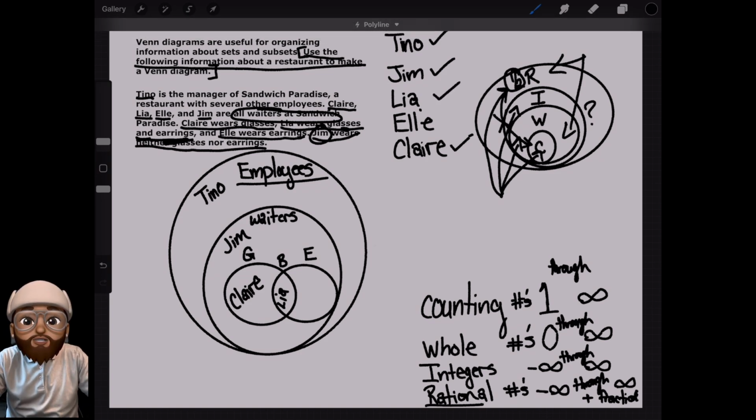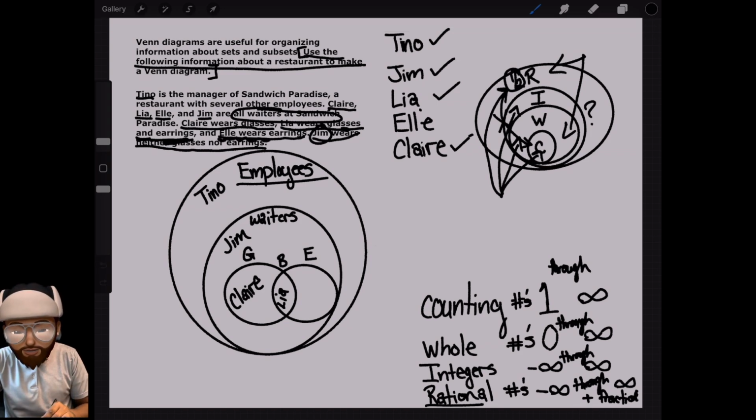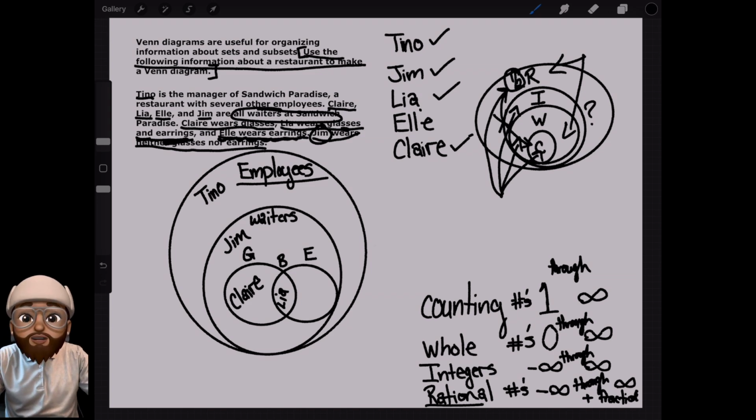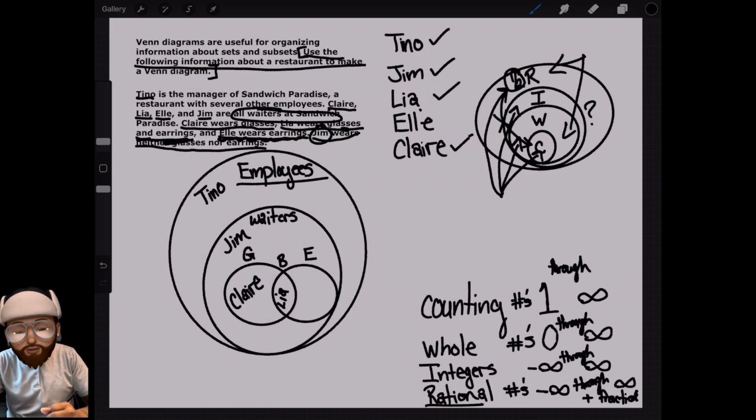And finally, let's go ahead and talk about Elle. So Elle, it says, wears earrings. So she doesn't wear both, she doesn't wear glasses, she only wears earrings. So she's going to go in the earrings circle because the earring circle, she's also a waiter and she's also an employee. So she fits under the circle of employee, waiter, and earrings, just not glasses. Let's give Elle a check mark. Let's make sure that all of our information is represented in the problem.